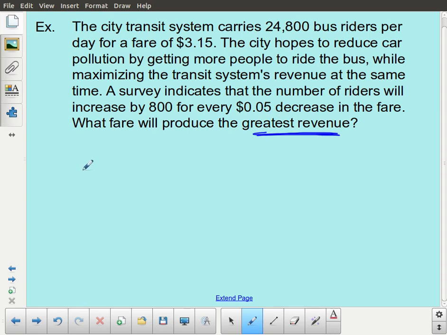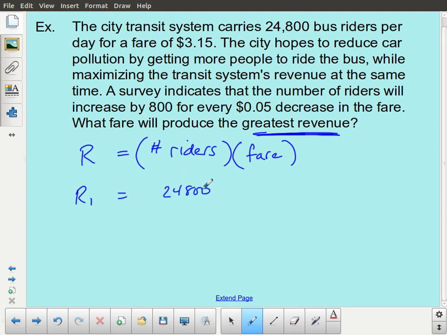So the first thing that I like to think of for a question like this, I just want to make sure you understand what we're doing here. So the revenue in this case is going to be equal to the number of riders multiplied by the fare, the cost per rider. Now, when we start, so let's call this R1, when we start, how many riders are there? There are 24,800 riders. And what's the fare that they're paying?